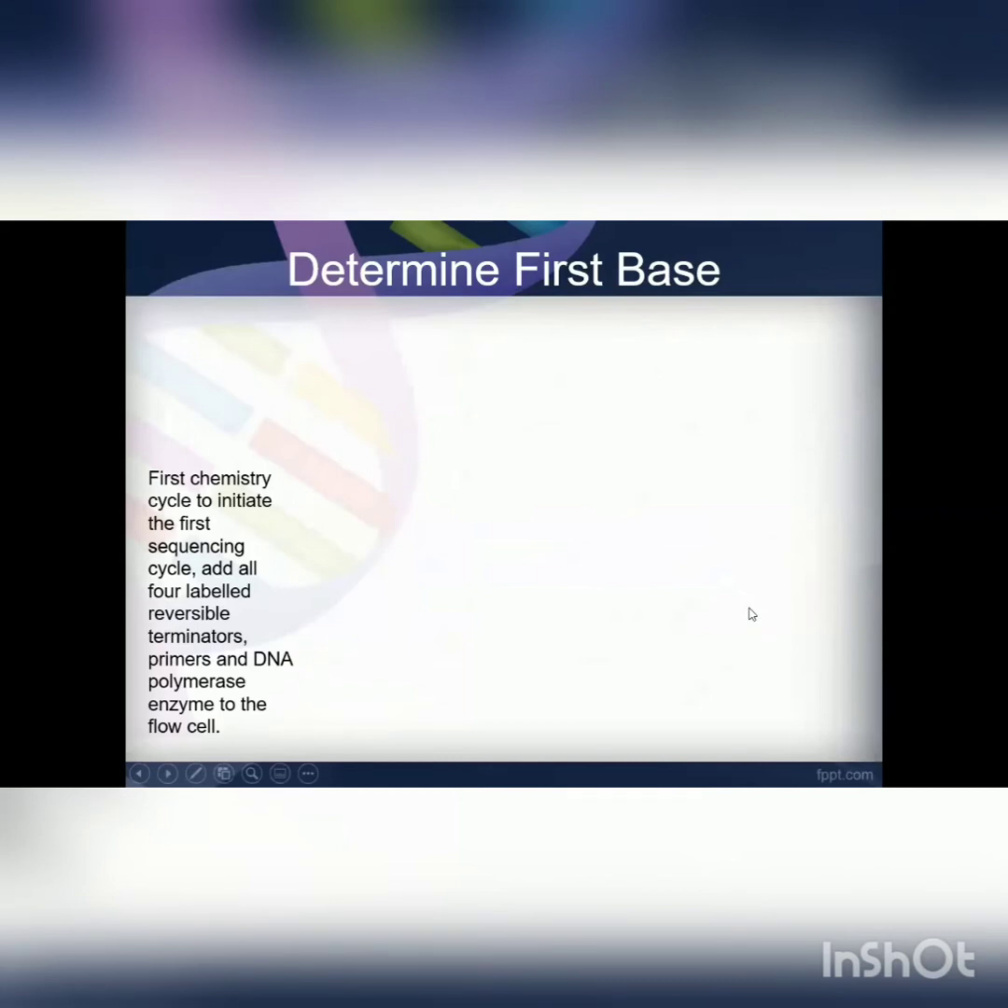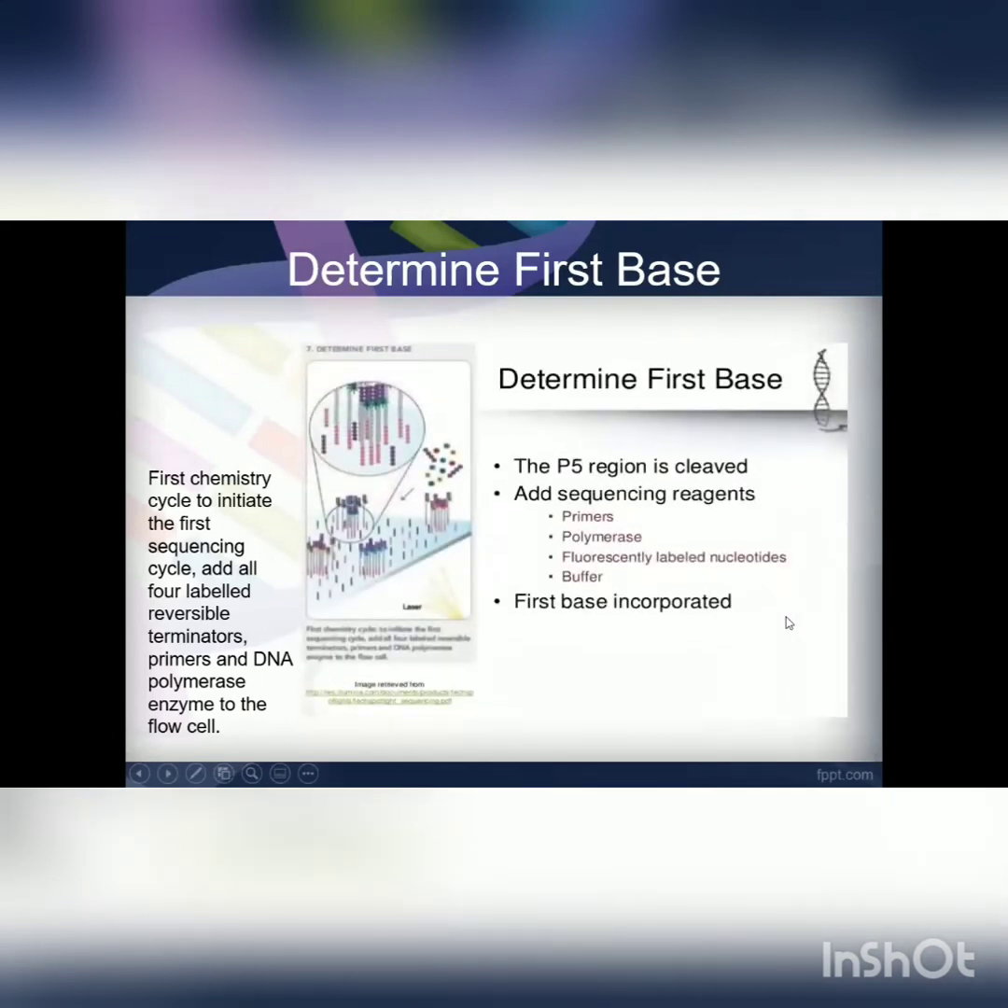Now we come to the sequencing process. The first step in that is to determine the first base. So the first chemistry cycle is carried out to initiate the first sequencing cycle. You would have to add all the 4 reversible terminators, the primers, and the DNA polymerase enzyme to the flow cell. The P5 region is cleaved off, and as I said before, you would add the primers, the polymerase, fluorescently labeled nucleotides, and the buffer to the flow cell, and the first base gets incorporated.